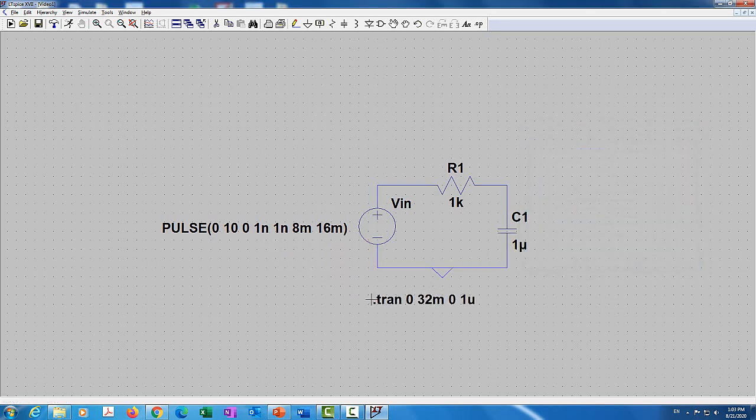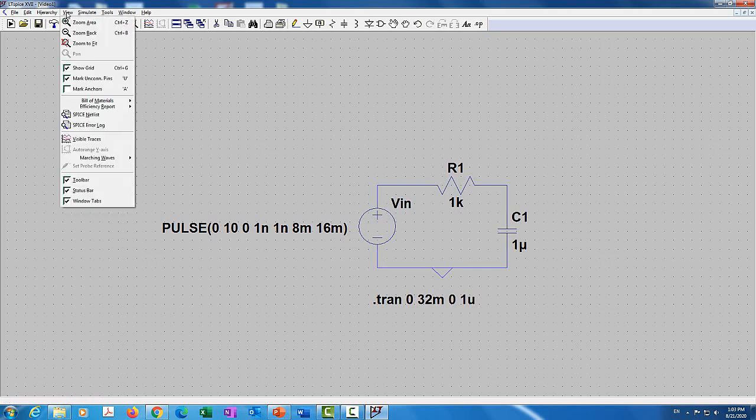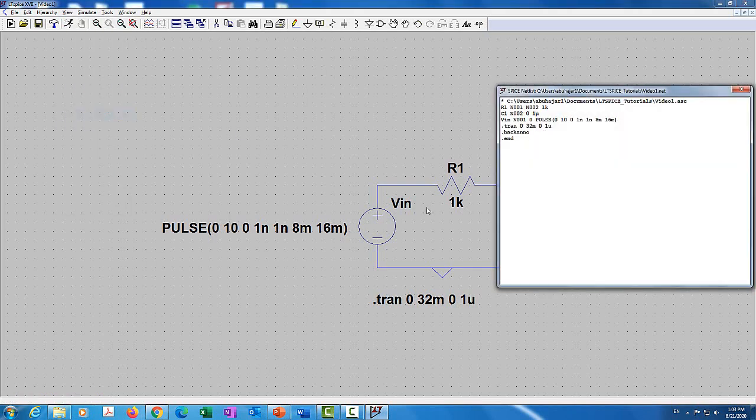So I'm going to enter that. Again, this is a command. Now it says tran, which means run transient analysis. Again, this here and this here will be entered into the netlist. So if you save this file and then go to view SPICE netlist, now you can see that VN has changed to describe the pulse, the rectangular pulse, and the tran to represent the transient command.